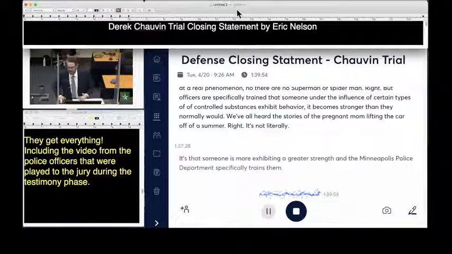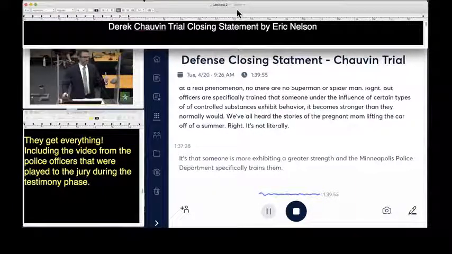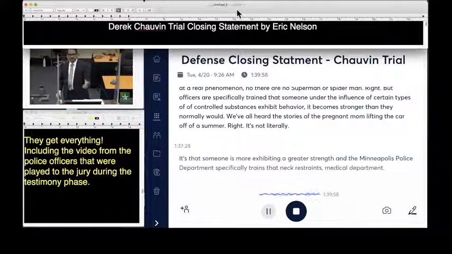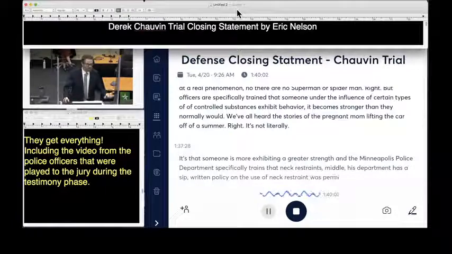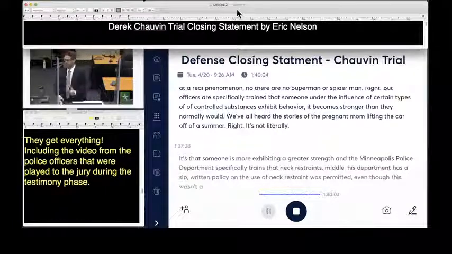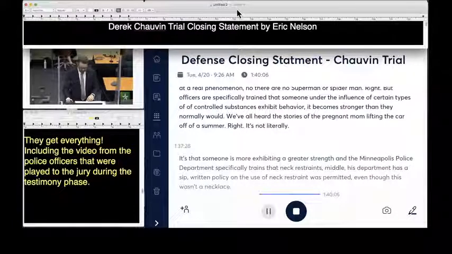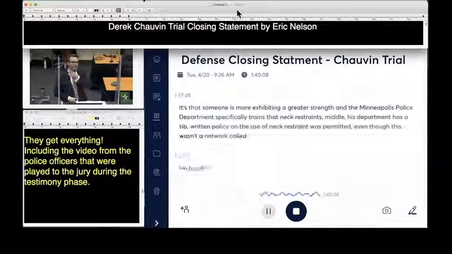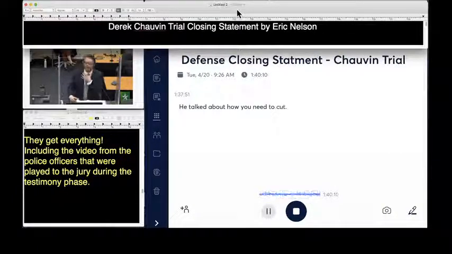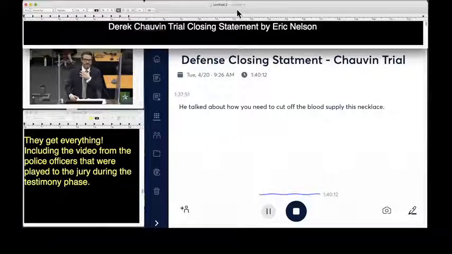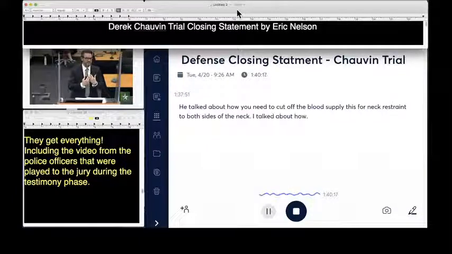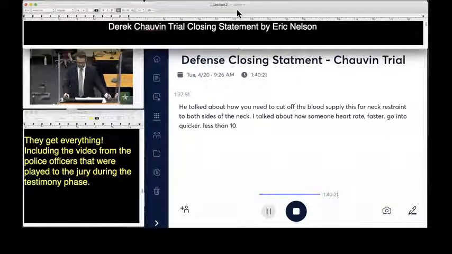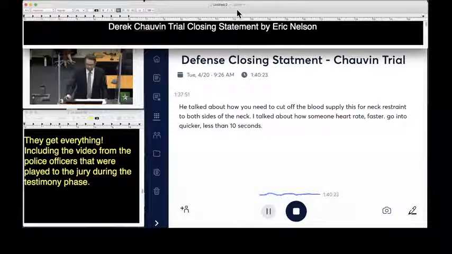He trains on neck restraints. The Minneapolis Police Department has a specific written policy on the use of neck restraints, and it was permitted, even though this wasn't a neck restraint or a chokehold. He talked about how you need to cut off the blood supply to both sides of the neck for a neck restraint. He talked about how someone whose heart rate is beating faster goes unconscious quicker, in less than 10 seconds. He described the human factors of force.